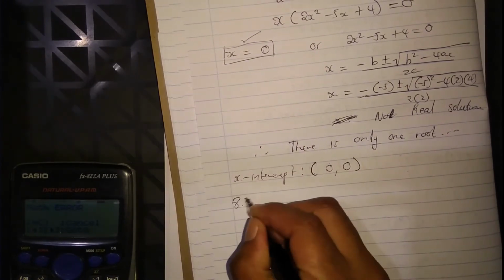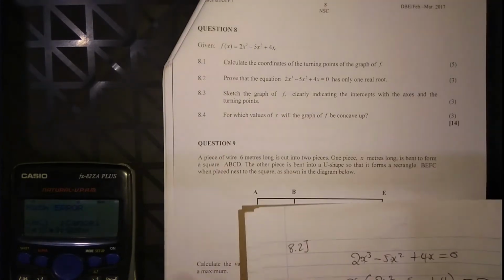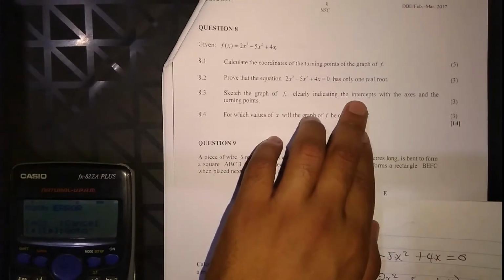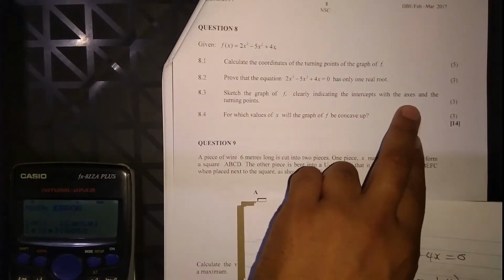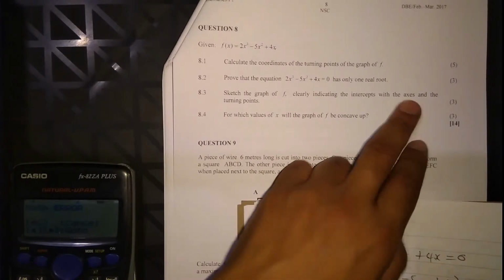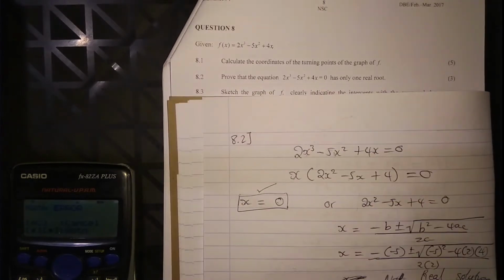So 8.3: now sketch the graph of f, clearly indicating the intercepts with the axes and the turning points.